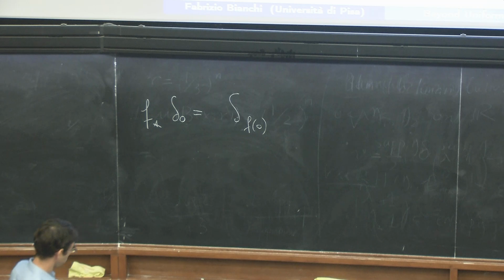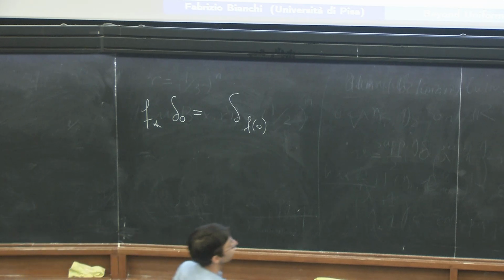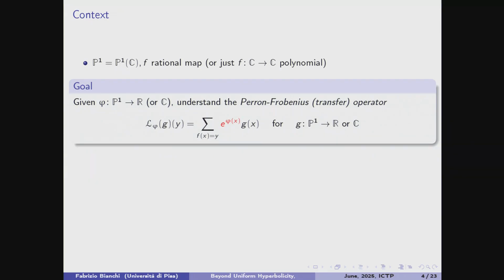Now, as I said, I'm making a summary of the first lecture. The goal that we had, if I have to state it in a slide, is this. We are given a rational map on P1, or a polynomial, as we said. We are given another function of some regularity, we will see which one, and we want to study this operator. It's called the transfer or Ruelle-Frobenius operator. We want to study this one.